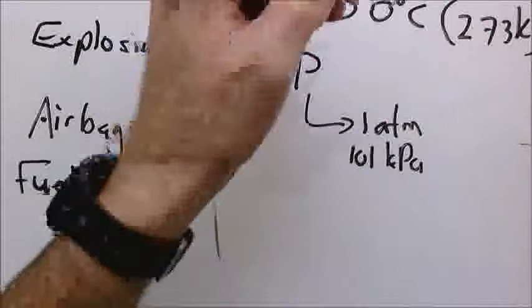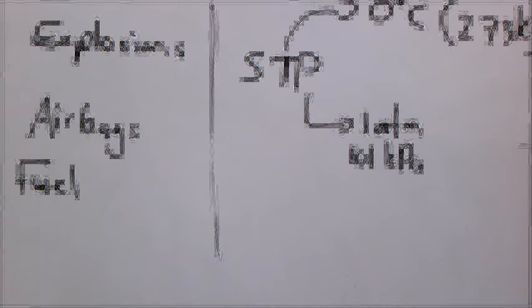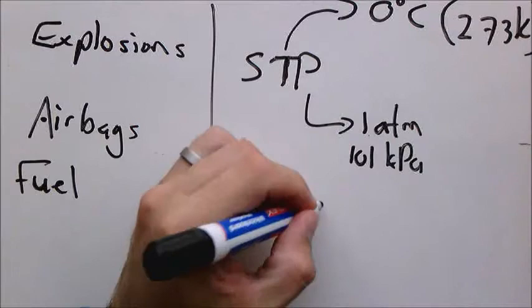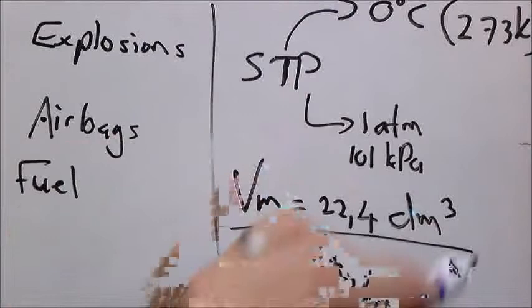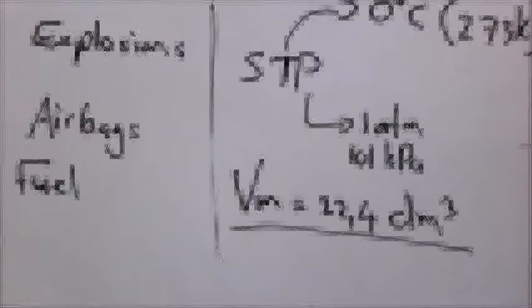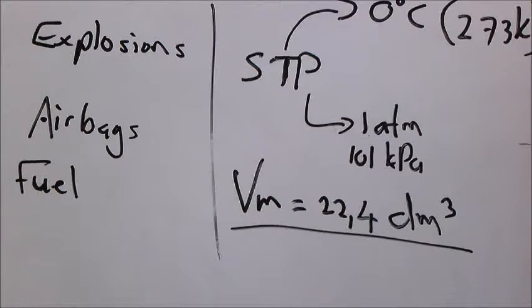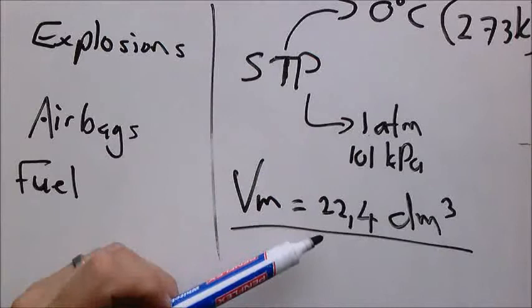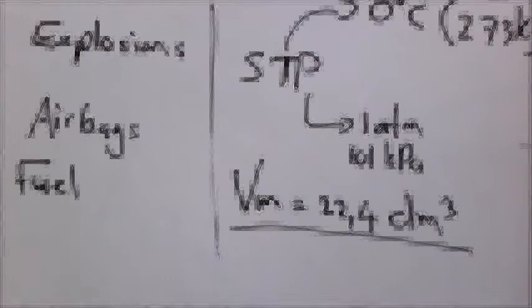The second thing you need to take into consideration is the molar volume of gases. Okay, so the molar volume is equal to 22.4 cubic decimeters. Remember, a cubic decimeter is the same size as a liter. So 22.4 cubic decimeters is the same as 22.4 liters. So 1 mole of any gas at standard temperature and pressure is equal to 22.4 cubic decimeters. Okay, now I'm going to do an example or two so you can see how the calculations work.